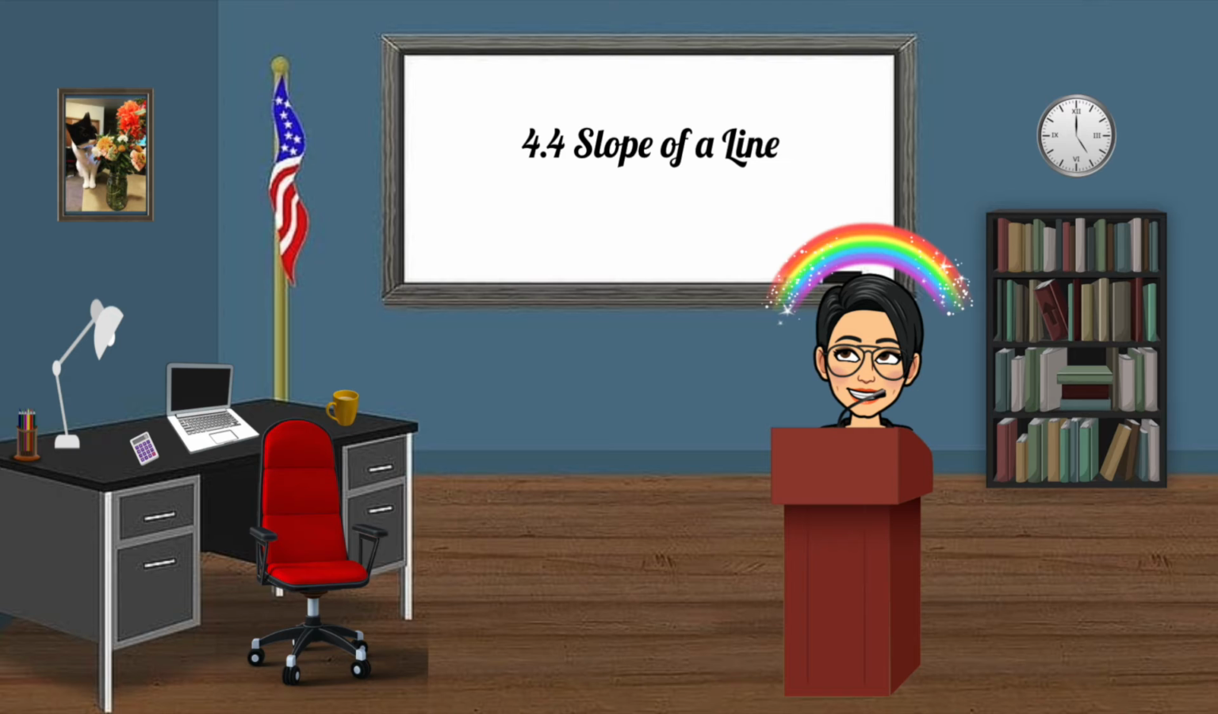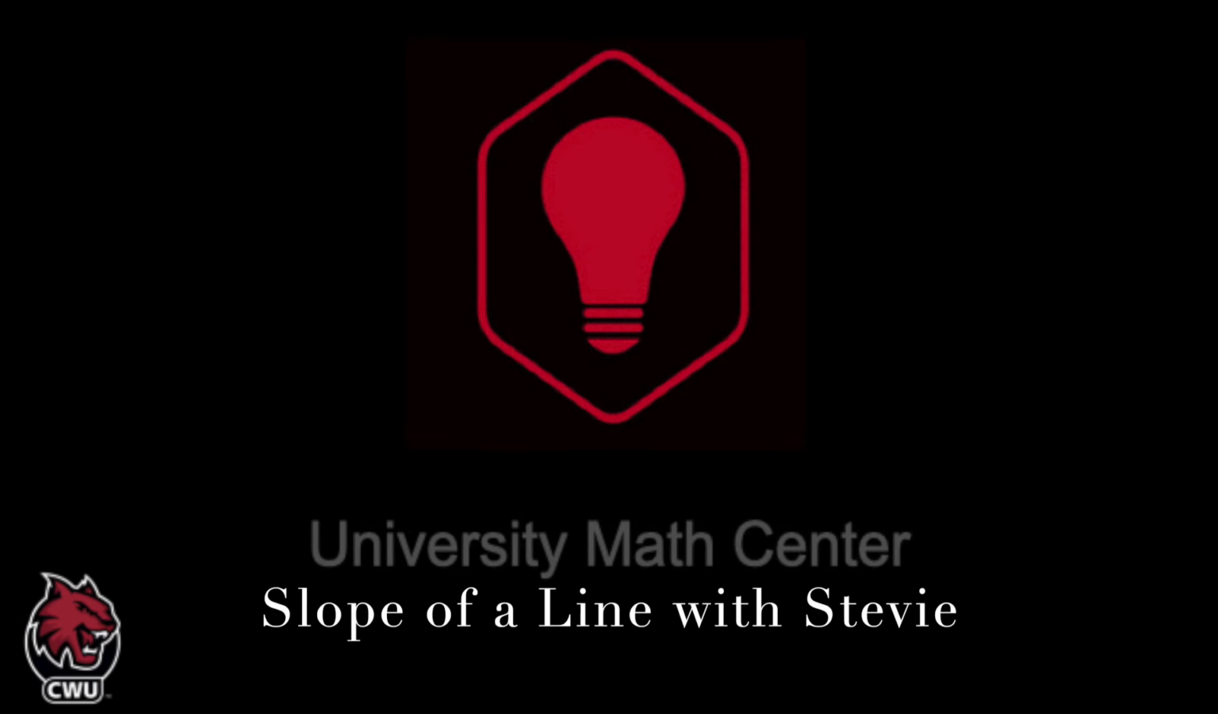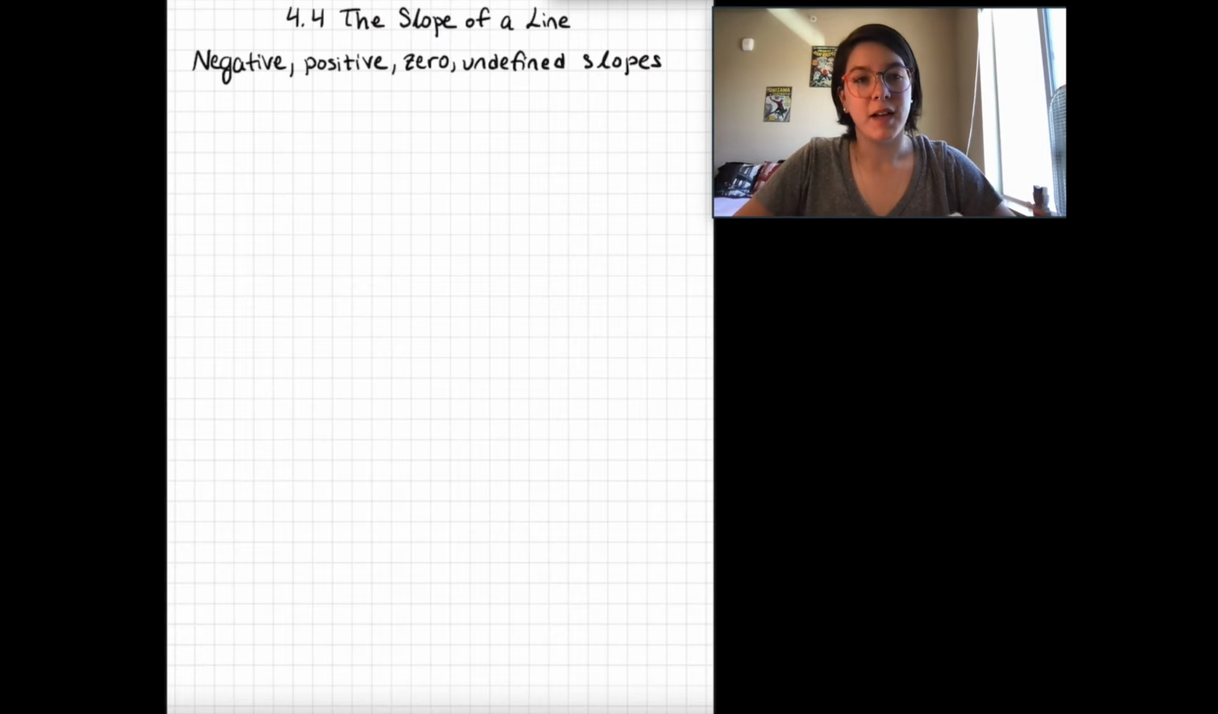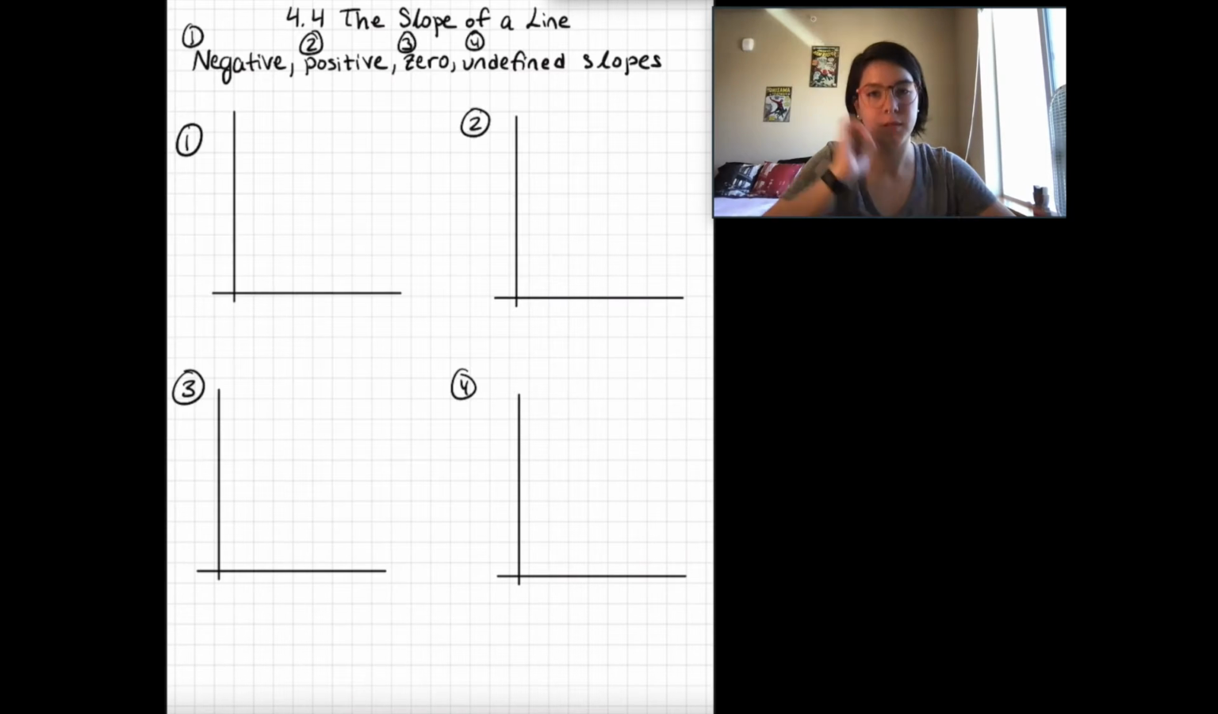Hey everyone, today we're going to be doing 4.4, looking at the slope of a line and how to calculate it. When we talk about slope of a line, we're talking about the steepness of the line. So there's four ways that this can happen. We can either have a negative slope, a positive slope, a zero slope, or an undefined. So let's look at what each of those look like.